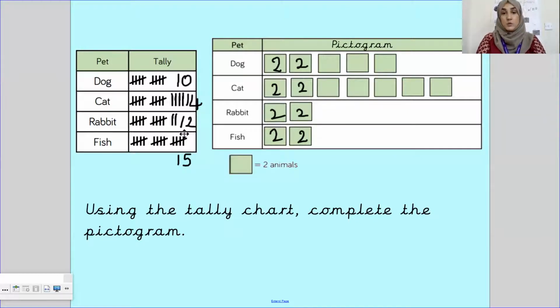Okay, next we have rabbits. There are 12 rabbits altogether, and so far in the pictogram there are 2, 4, 6, 8, 10, 12. Fantastic. Okay, now last one, we've got fish.